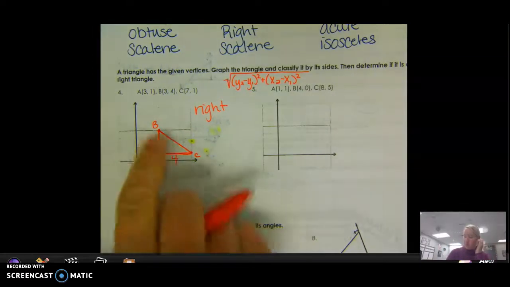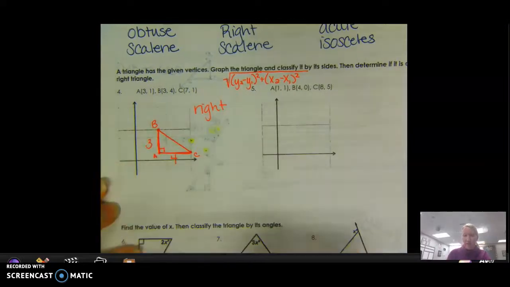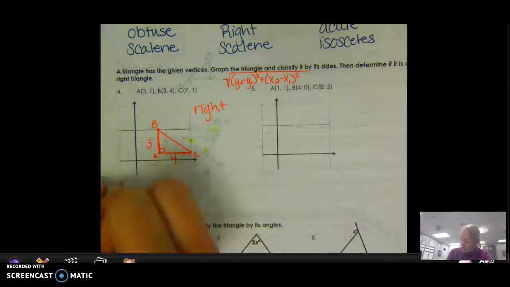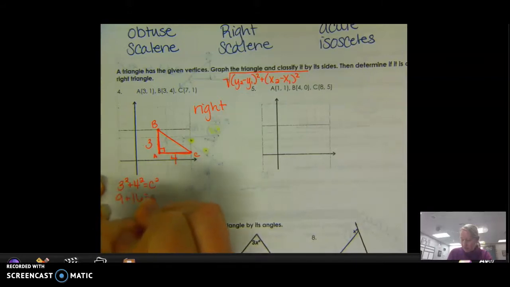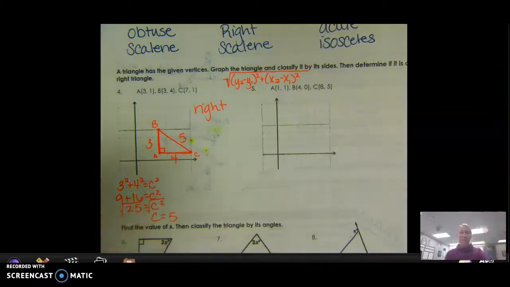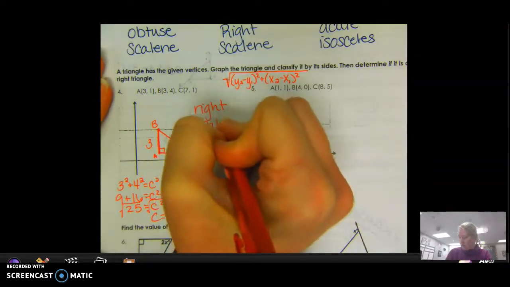Now, you could use the distance formula to find the length of this, or since it's a right triangle, I can use the Pythagorean theorem. Does a squared plus b squared equal c squared? So this would be 3 squared plus 4 squared equals c squared. 3 squared is 9. 4 squared is 16. That is 25 when I add those two together, equals c squared. So I'm going to square root, c equals 5. So we have 3, 4, and 5 side lengths. That means that none of them are equal, so this is a scalene triangle.